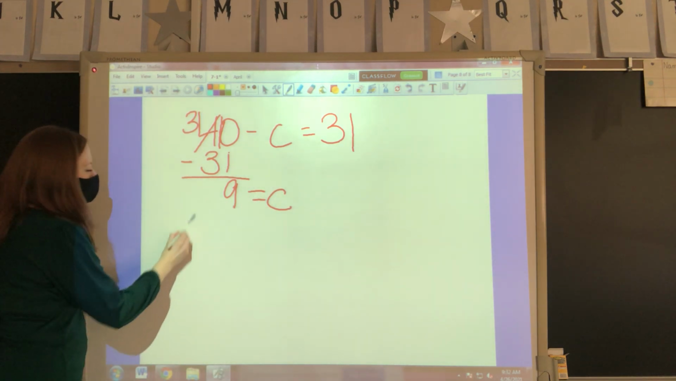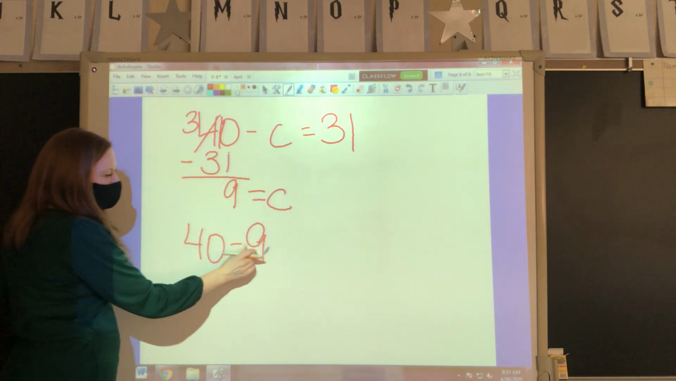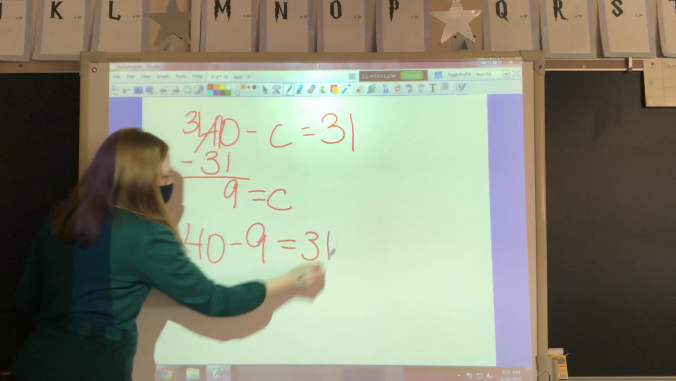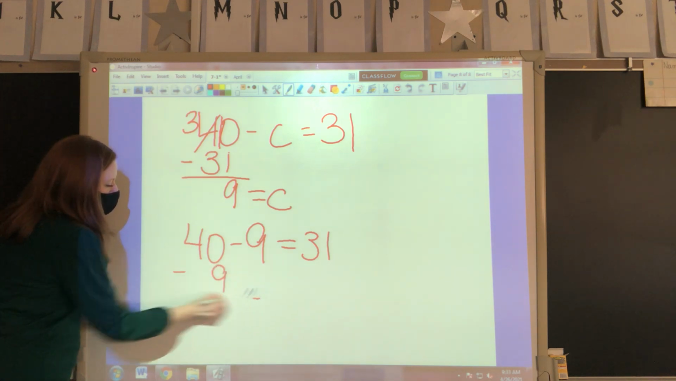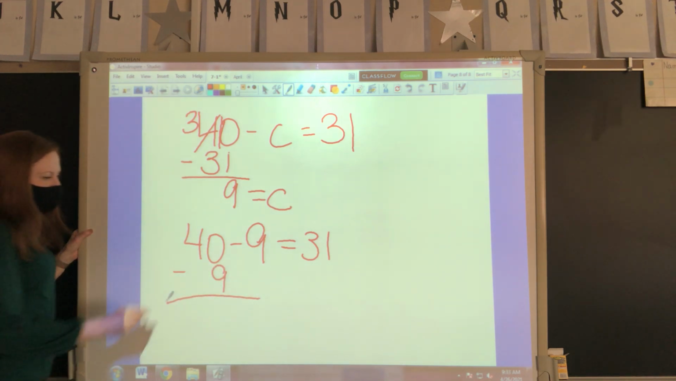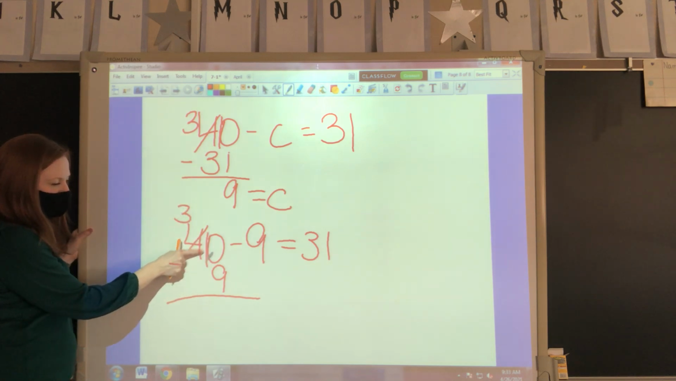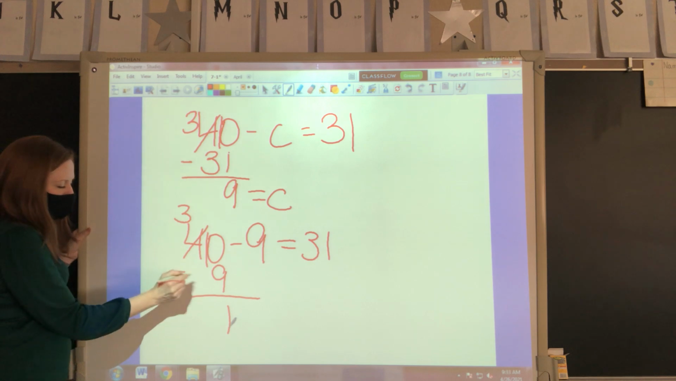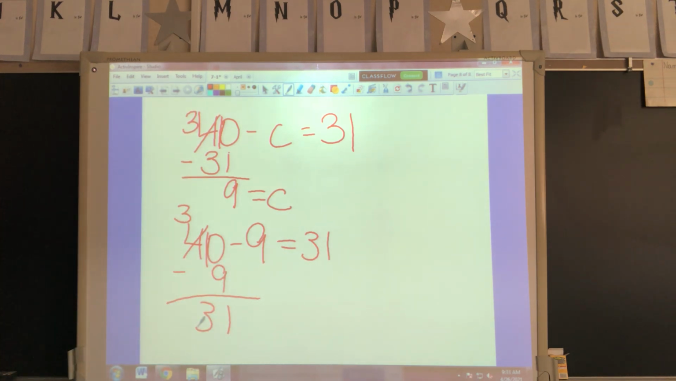Let's try it out though. Let's make sure it works. So 40 minus 9, so I'm plugging that number in, equals 31. So you want to try it and make sure it works. So 40 minus 9, again I have to borrow. This becomes a 10, so 10 minus 9 is 1. 3 minus nothing is 3. 31. They match, so we did it right. Okay? So again, just a way to check your work too, which is important.